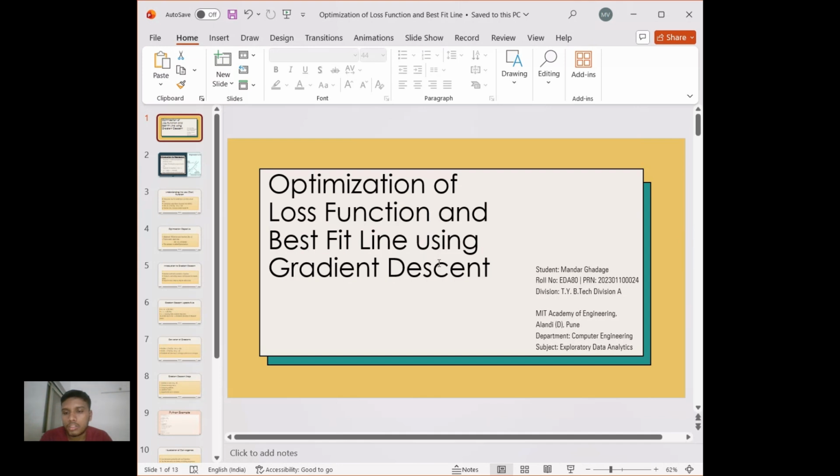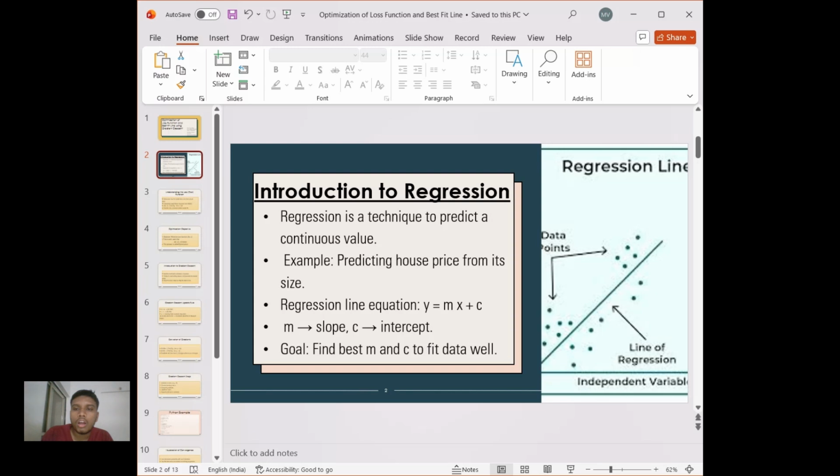Today I am representing the topic optimization of loss function and best fit line using gradient descent as part of our subject exploratory data analytics. Let's begin by understanding the concept of regression, how it helps us to find the pattern in data.